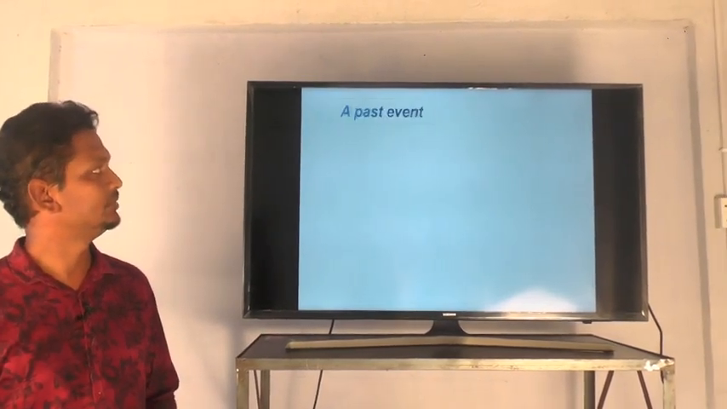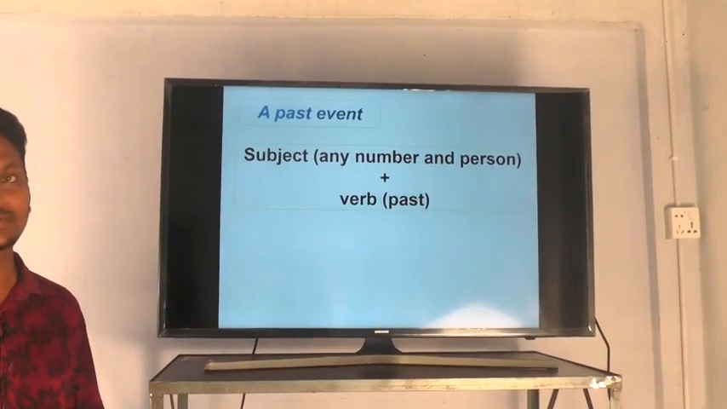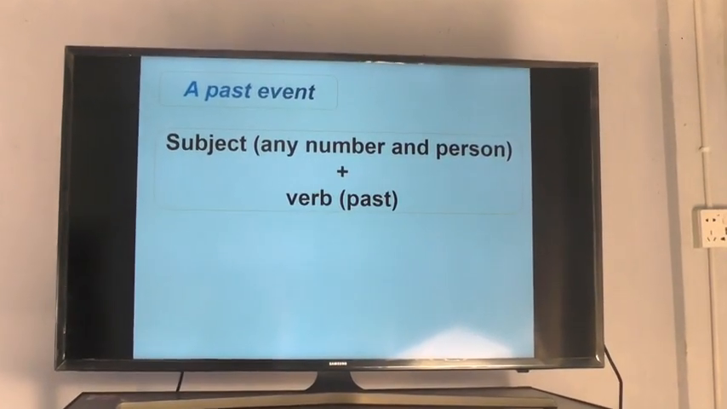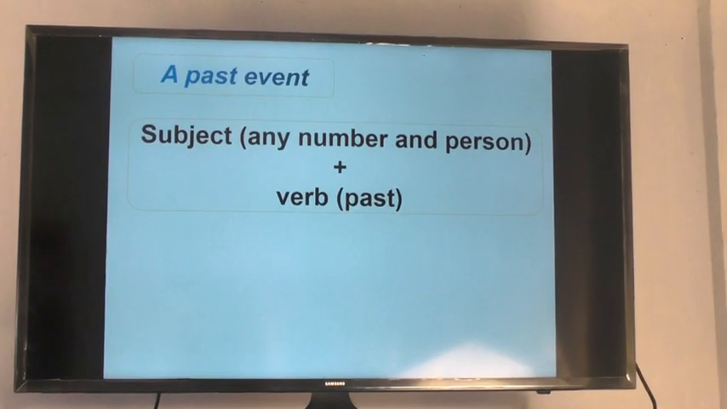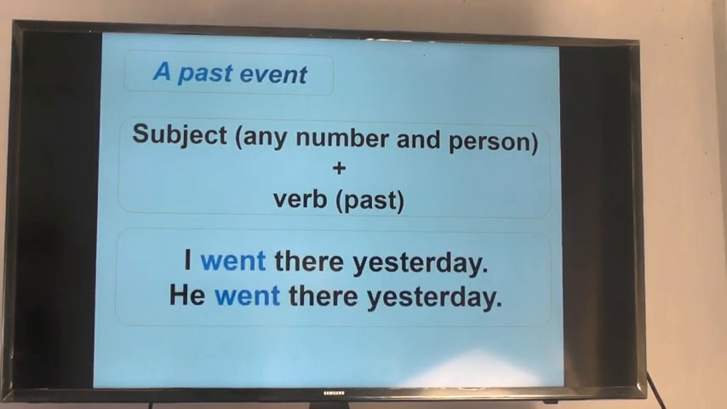Now we should know about a fact that a past event is actually described like this: subject, any number and person, plus verbs past form. So we should use this structure: subject plus verbs past form to describe a past event. And look at the examples. I went there yesterday. He went there yesterday. Look, I is first person singular and he is third person singular, but we used went in both cases.